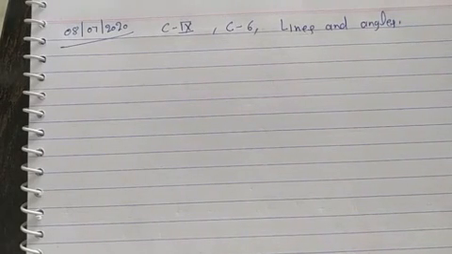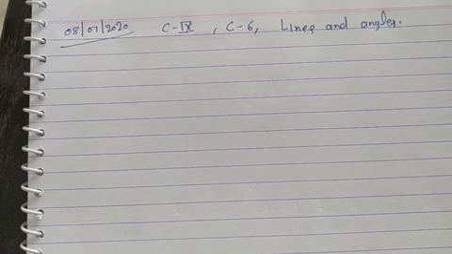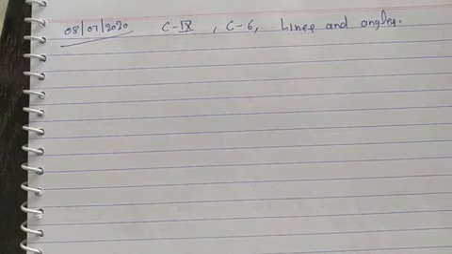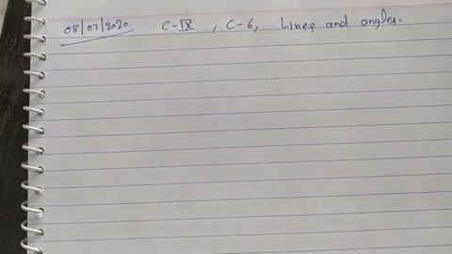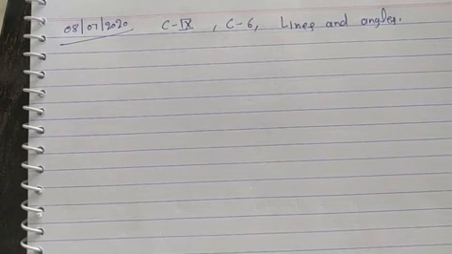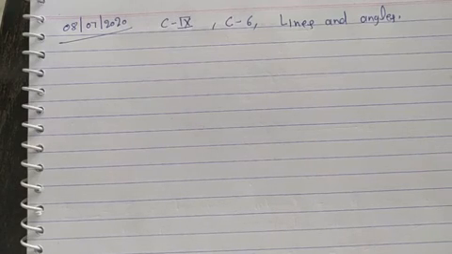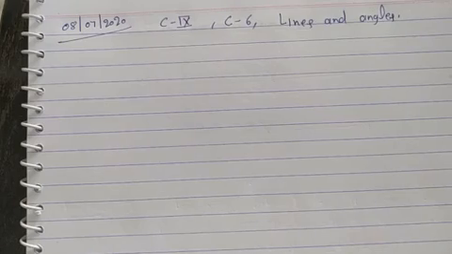Previously we discussed the concept of parallel lines and transversal. When a line intersects two lines, then this line works as a transversal, and different types of angles are formed. What is the name of those angles? Like corresponding angles, and you know that in the case of parallel lines, corresponding angles are equal.